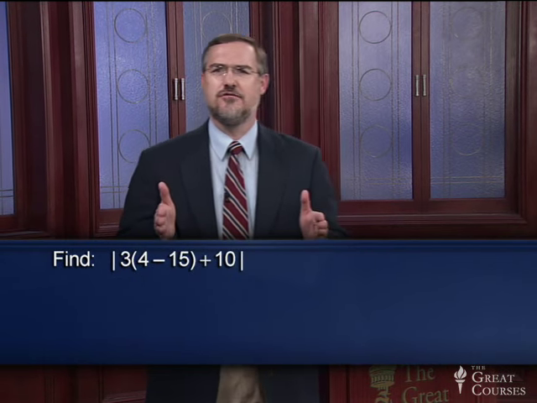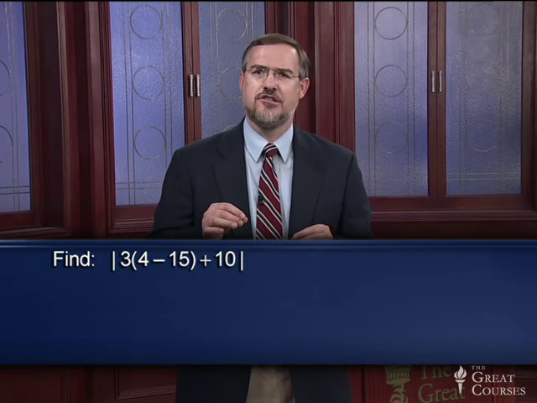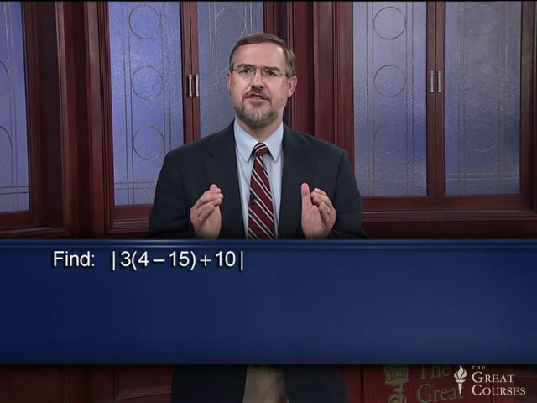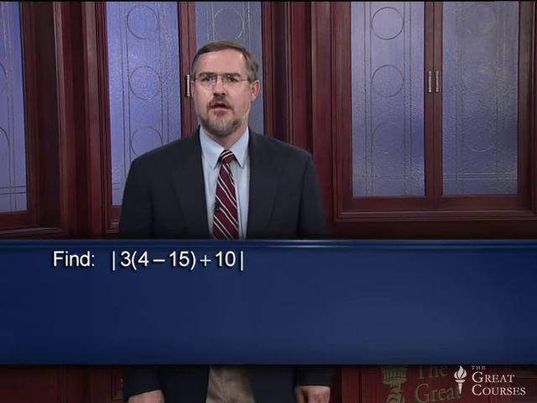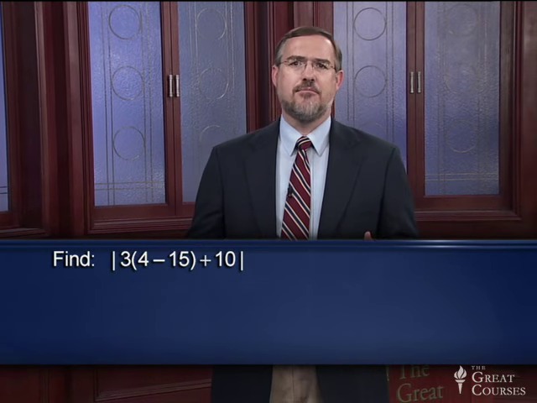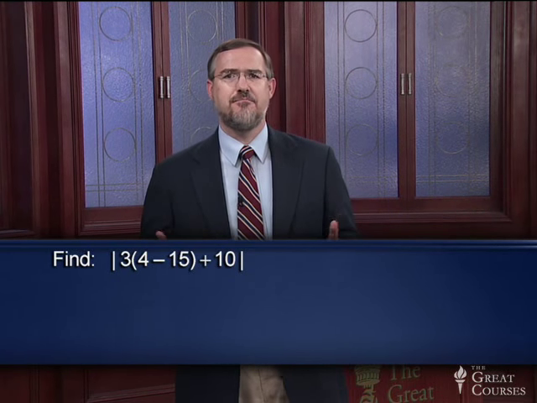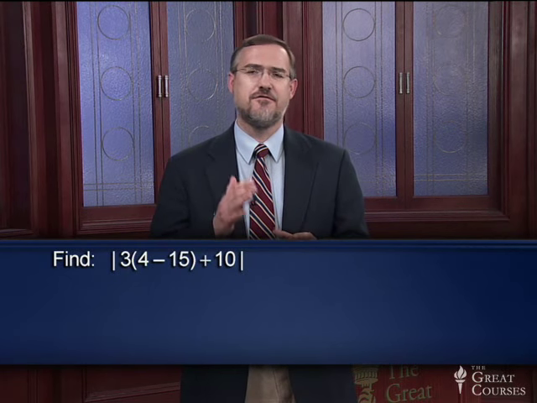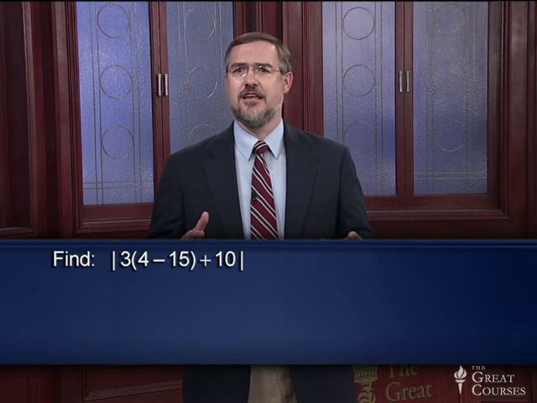So let's move to a slightly more complicated example where I want to do an absolute value, but I need to do an absolute value of something that looks a little more complicated than just one number. Let's find the absolute value of 3 times the quantity 4 minus 15 plus 10. From what I know about order of operations, I know that I need to simplify what's inside the parentheses first before we can do anything else.